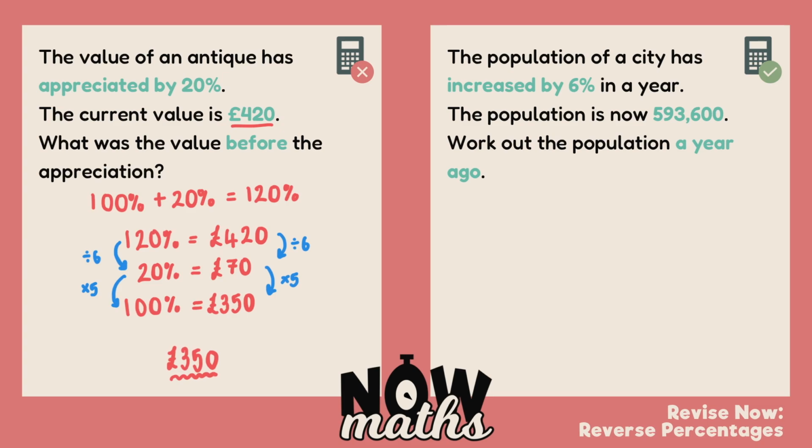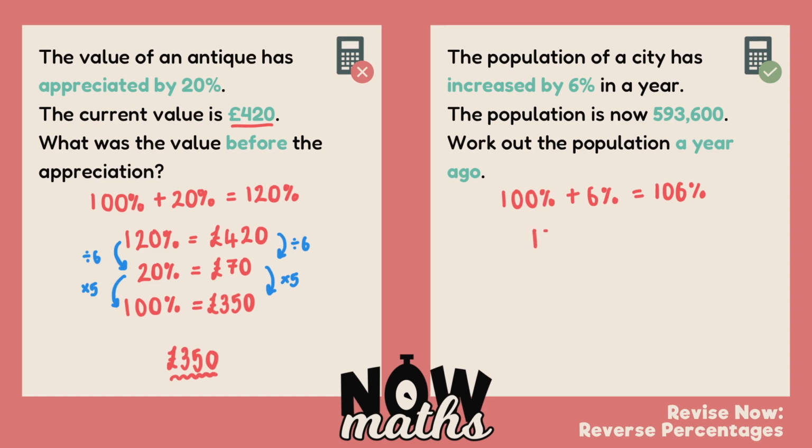Now we'll take a look at the question on the right hand side, and we will use a calculator to answer this one. So we're given that the population of a city has increased by 6% in a year. We're given the population now, and we need to go back and work out the population a year ago. So let's start off by saying that the population 1 year ago was 100%. If it has increased by 6%, we need to add 6% on to give us 106%. So the population is 106% of what it was a year ago.